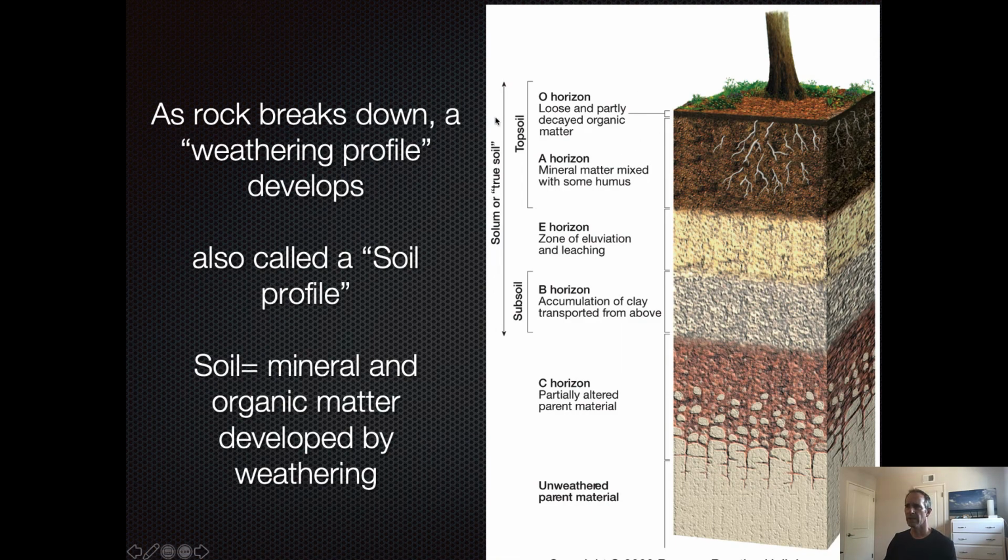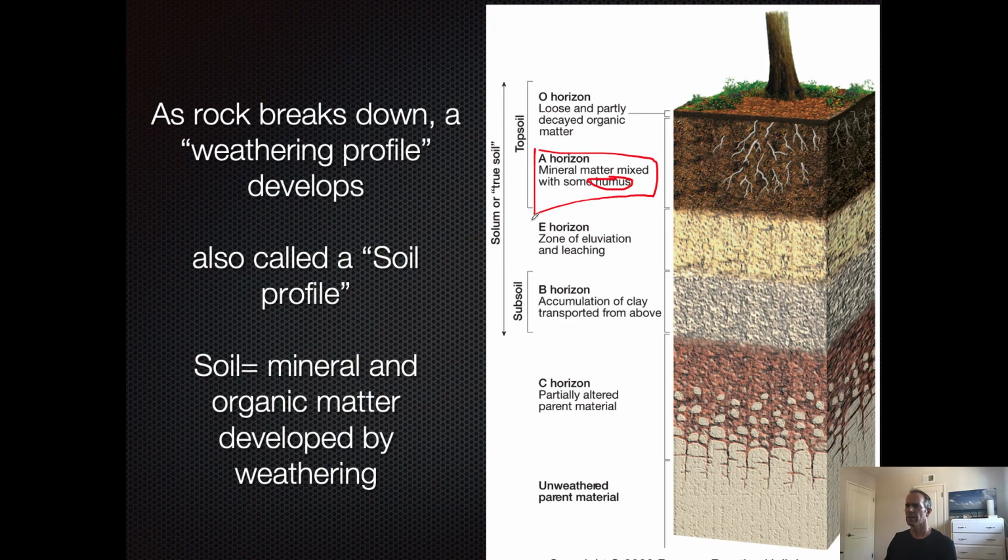Beneath that, you get what's called an A horizon. So the A horizon is a mixture of mineral material mixed with some humus, which is another term for decayed organic material. So this is sort of a mixture of the two.